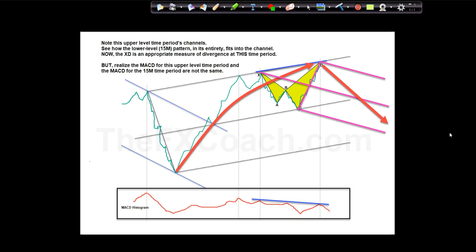So guess what you do? Look at that. There's a CD in the pattern. Is that a swing low, swing high that's brand new? Yeah, it is.